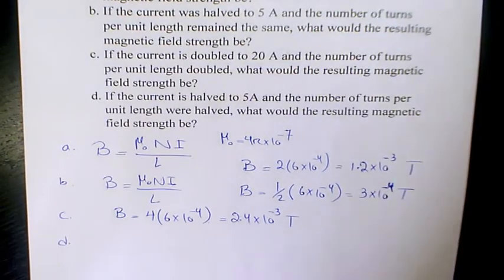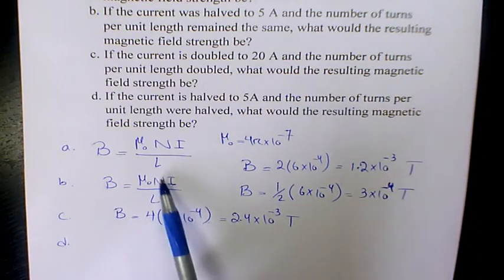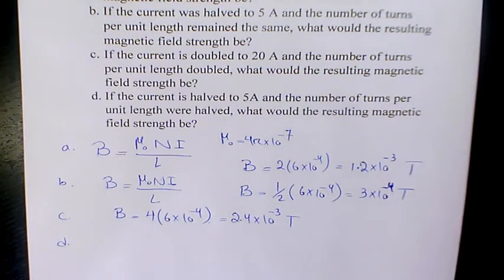D. If the current is halved, it means that from 10 to 5. And the number of turns per unit length were halved as well, what would the resulting magnetic field strength be? So I becomes half, N divided by L half as well. So it means that B becomes 1/4.